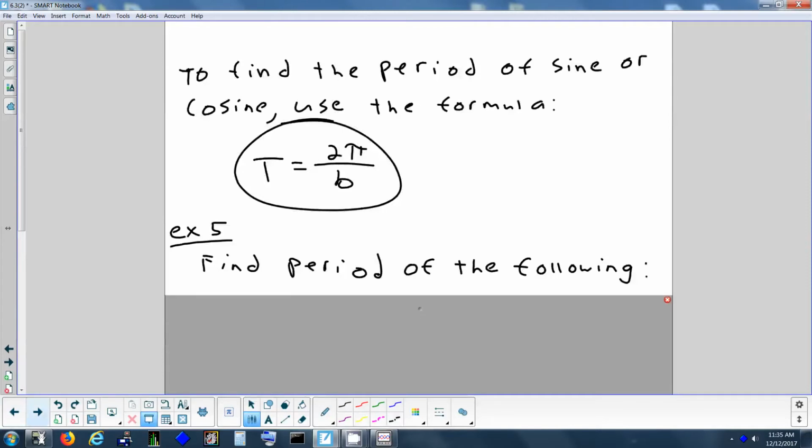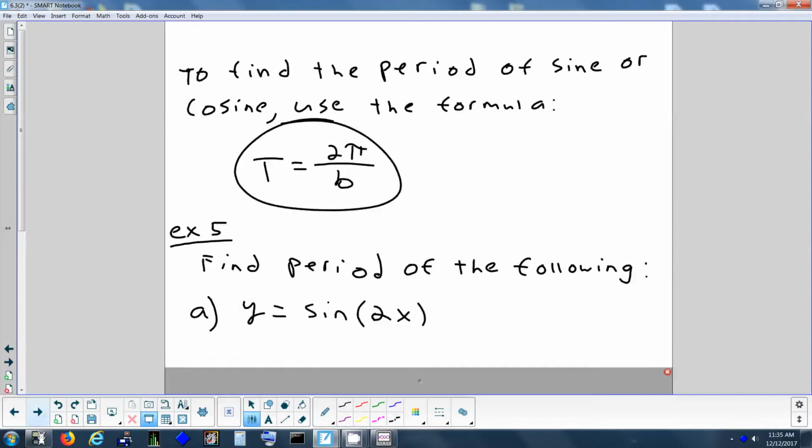Just to make it clear, the period is not b. B is the denominator to find the period. The period is 2 pi divided by b. So let's try one, like when we were finding the amplitude. You don't have to sketch it. Just tell me the period.